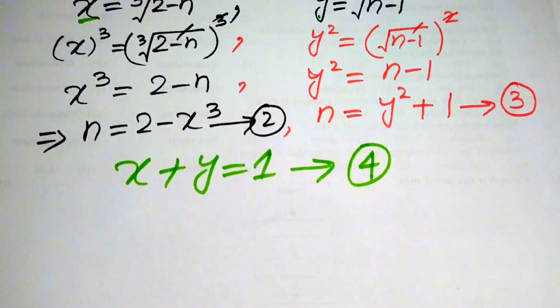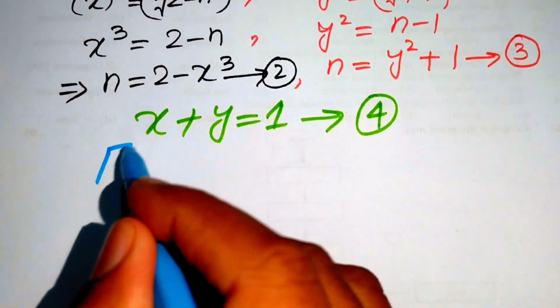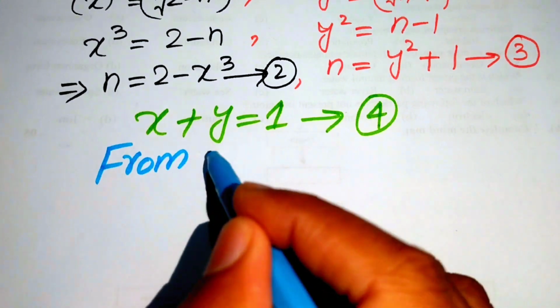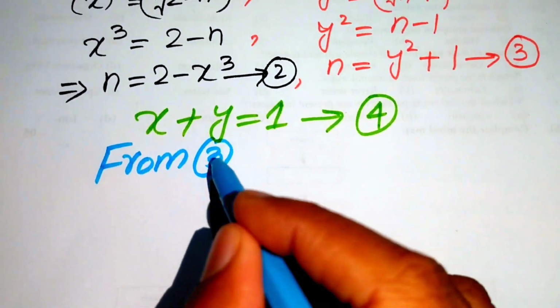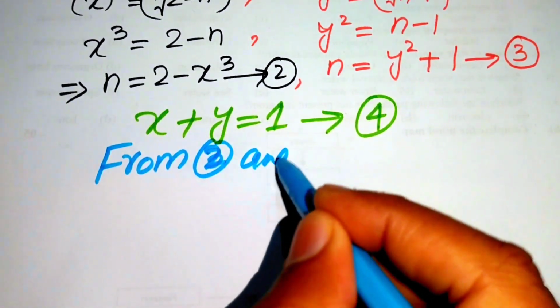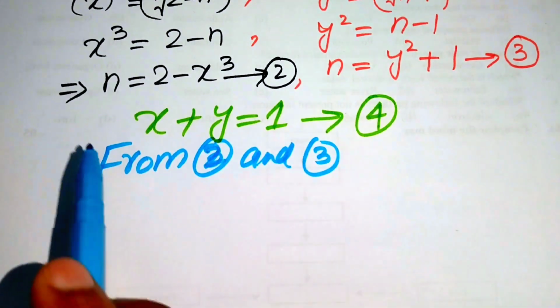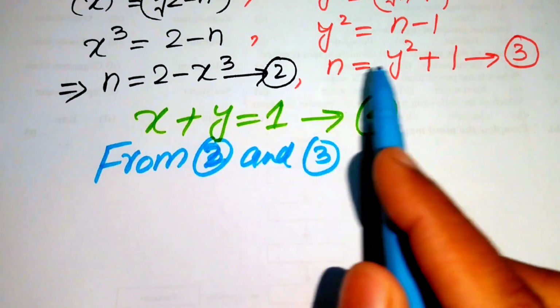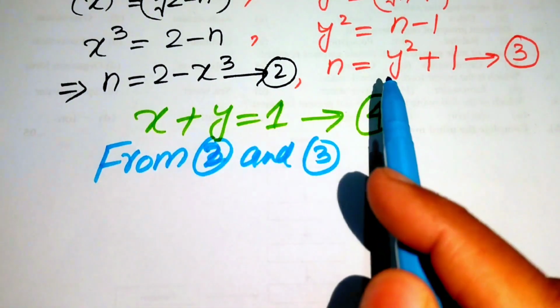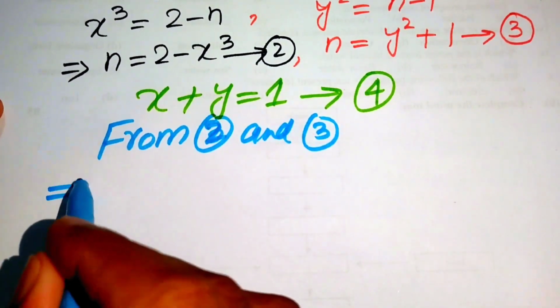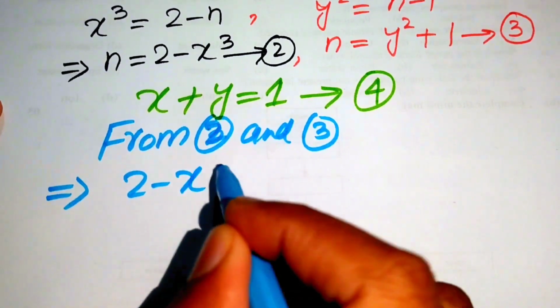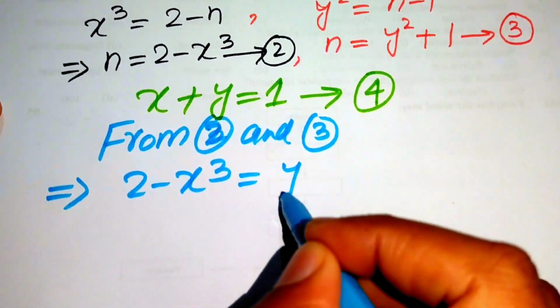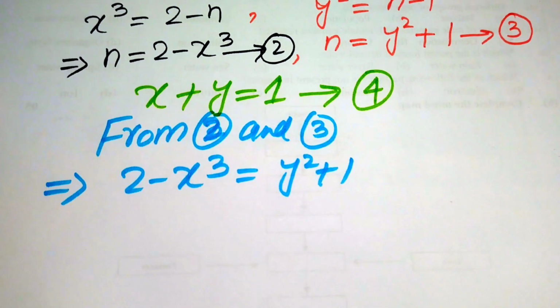And here you focus on equation number 2 and 3. So we compare these two equations. We have n equal to this one and n equal to this one. So we equate these two values, and we get 2 minus x cubed equals to y square plus 1.